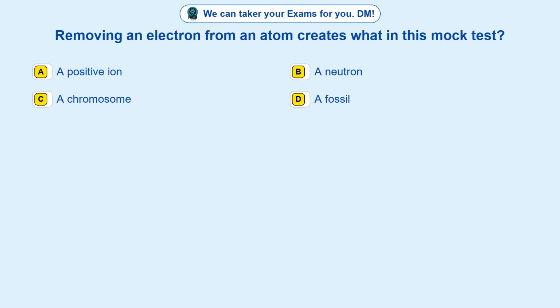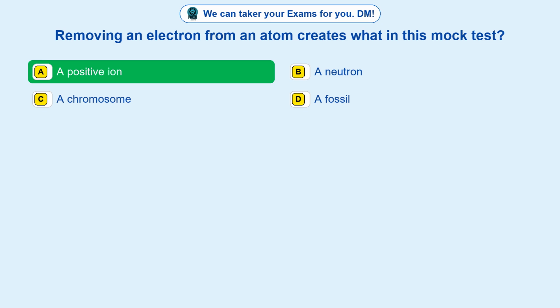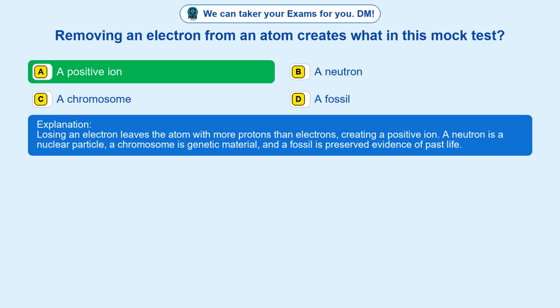Question 49. Removing an electron from an atom creates what in this mock test? Option A. A positive ion. Option B. A neutron. Option C. A chromosome. Option D. A fossil. The correct answer is option A. A positive ion. Losing an electron leaves the atom with more protons than electrons, creating a positive ion.